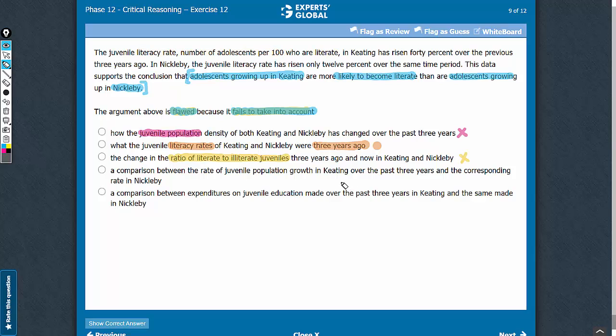Answer choice D. The argument considers the literacy rate, that is the number of literate adolescents per 100 adolescents. So the absolute number of population or the rate of change of population has no bearing on the argument. So let's eliminate this answer choice. Answer choice E. The argument is concerned with literacy rate in the two cities and the expenditure on juvenile education is out of scope. So this answer choice is not the flaw in the argument. Let's eliminate it. B is the correct answer choice.